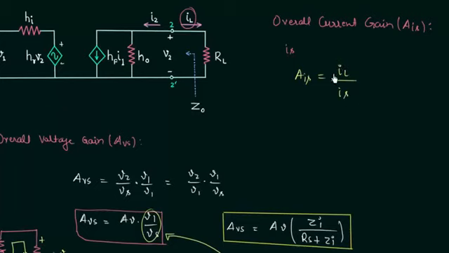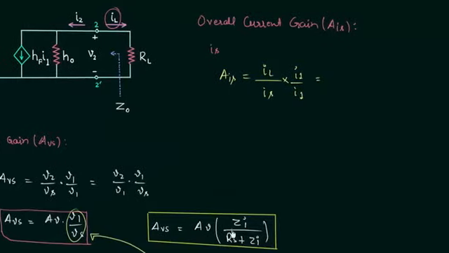I will multiply the numerator by the input current I1, and I will also multiply the denominator by the input current I1. So we have I1 by I1. We can also write it as the load current IL divided by the input current I1 multiplied with the input current I1 divided by the source current Is. The load current IL is equal to minus I2.